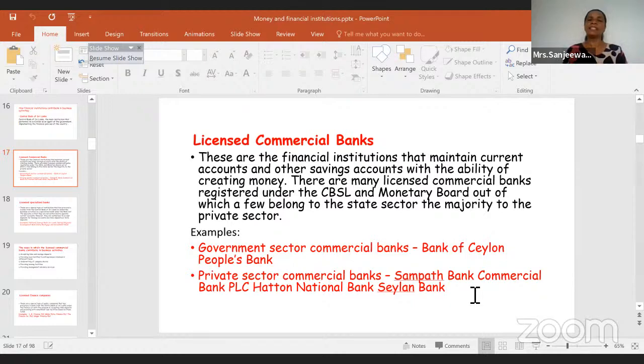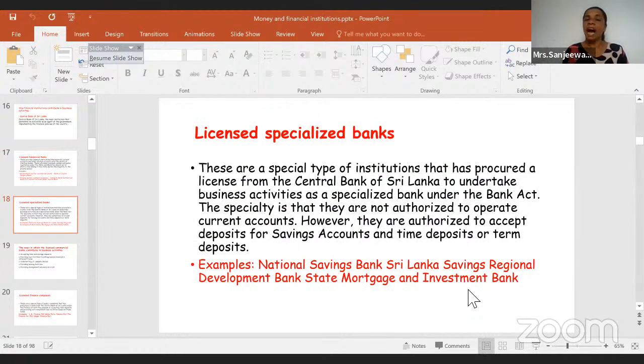Then what are licensed specialized banks? They are a special type of banks, right? They have a license from the central bank as usual, like the other banks, right? They undertake business activities as a specialized bank. The speciality is that they are not authorized to operate current accounts. But they have the authority to accept deposits for savings accounts and time deposits, right? But they can't have current accounts as well as foreign exchange facilities. So that's the difference between licensed commercial banks and licensed specialized banks.